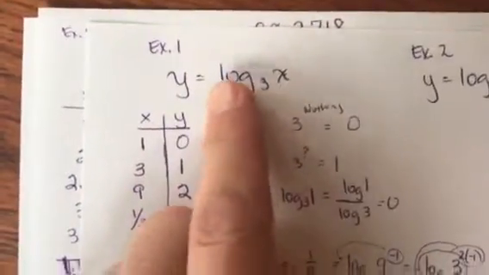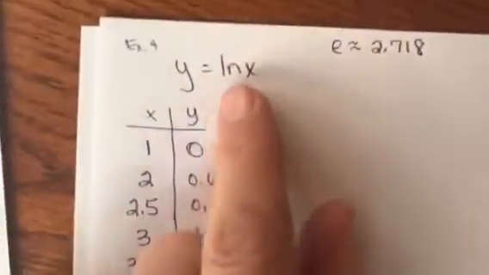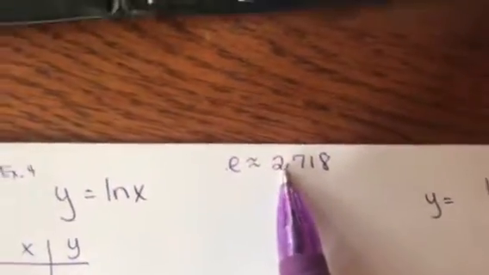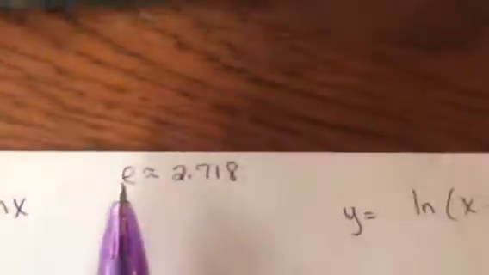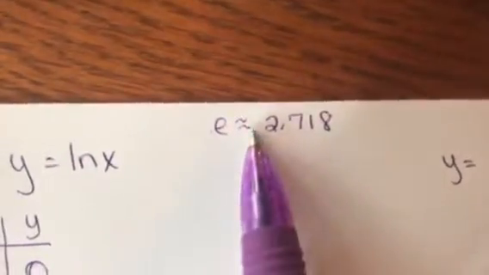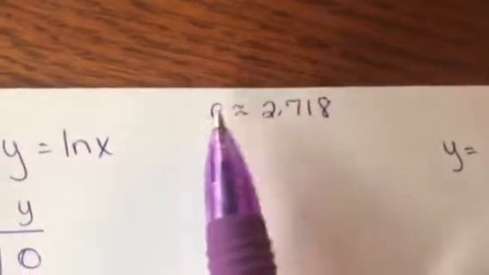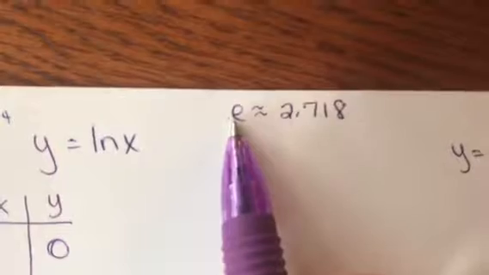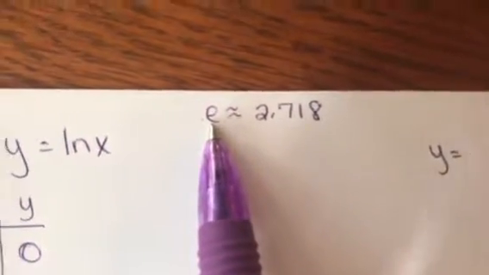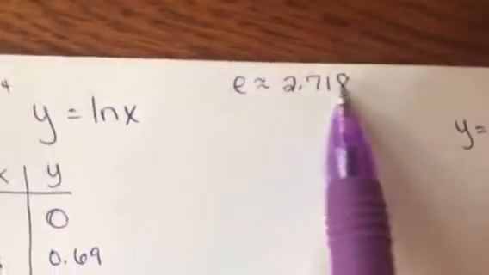The common log can be used for any base, but the natural log is used for base e. And remember, e is a value, kind of like pi. We all accept the fact that pi is about 3.14. E is another value a lot like pi, and hopefully you will take more math or science courses and even business courses and learn the value of e. But what I want you to know is it's still a real number, and it's about 2.718.